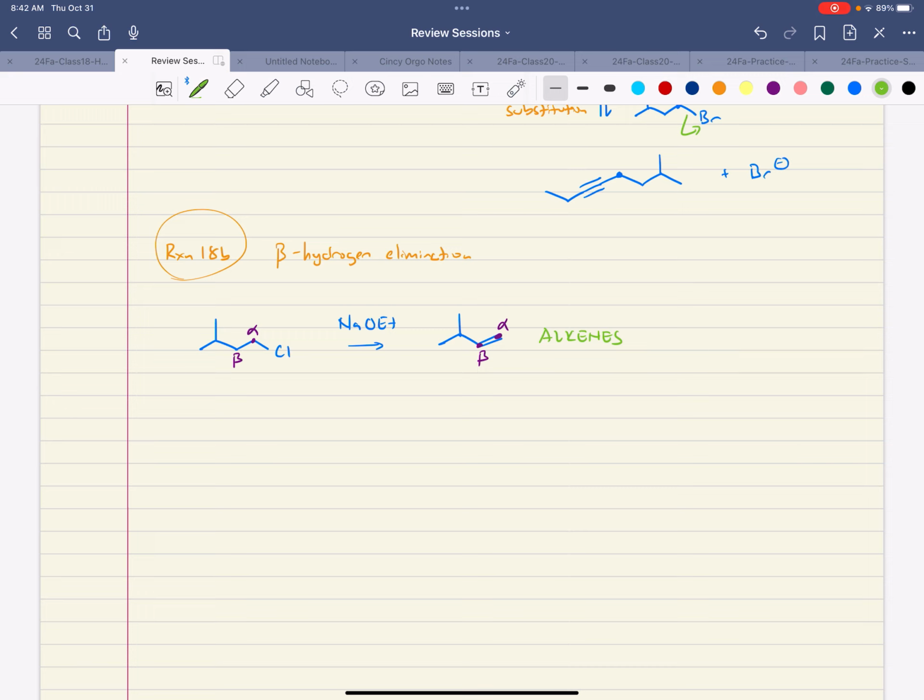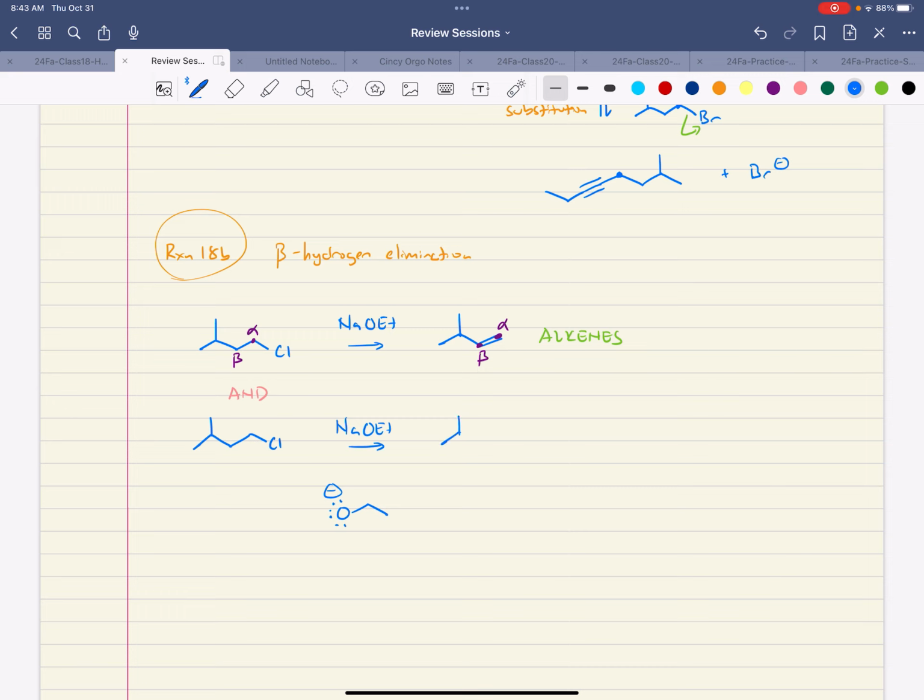But the purpose of showing this again is that your NaOEt serves two purposes in this reaction. And it does both. So here's NaOEt. Let me put here at the bottom what OEt stands for: O, ethyl. Like this. And what else can happen?